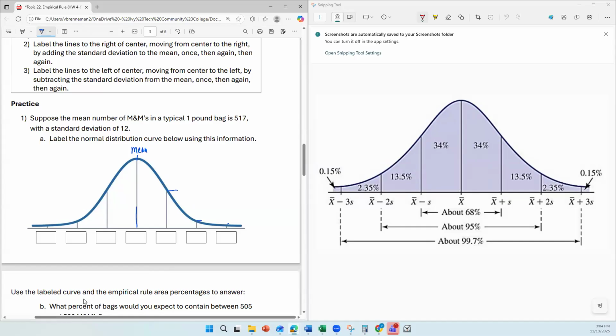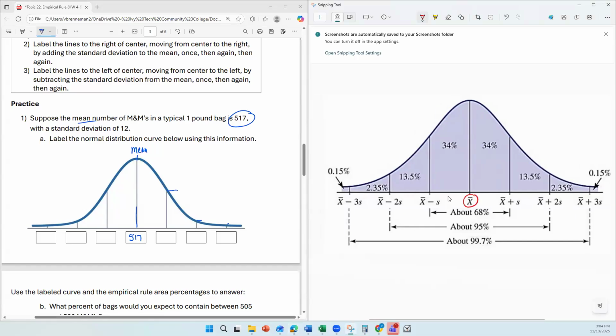You'll be told the mean and the standard deviation always. So the mean is 517. That goes here in the middle. That's represented here by this X with a bar over it, which is the mean. And then X bar plus S means the mean plus the standard deviation. This would be the mean plus the standard deviation plus the standard deviation again, or plus 2 times the standard deviation, and then 3 times.